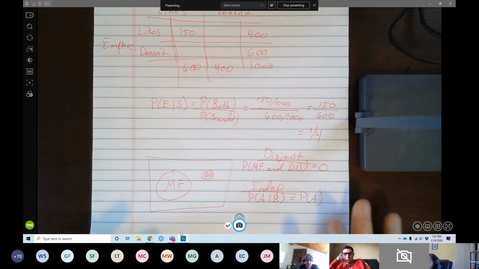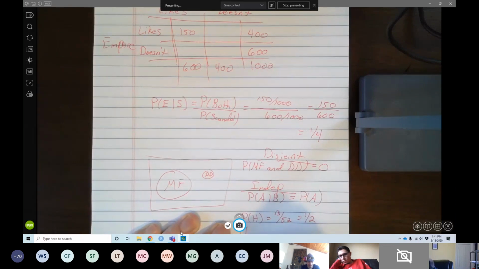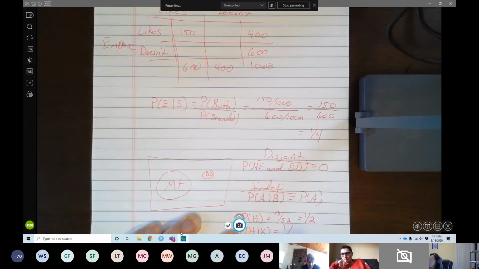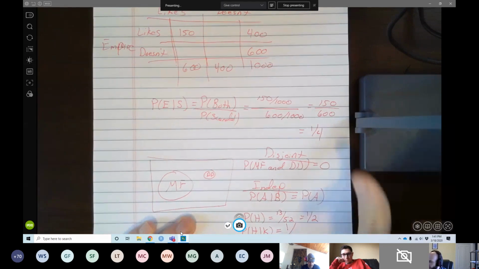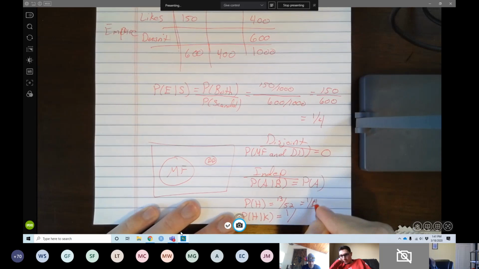If it didn't affect it at all, then the two are going to end up being independent of one another. An example I like to use is a deck of playing cards. The probability that you draw a heart is 13 hearts out of 52, or 1/4. The probability of drawing a heart, given the card is a king. What we want to know is how many hearts are also kings, because we want the probability of a heart and a king. There's one king of hearts, and then we divide by how many kings there are. There are a total of 4 kings in the deck.